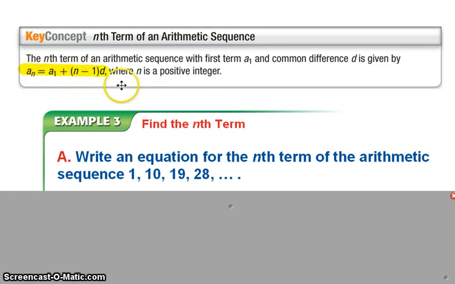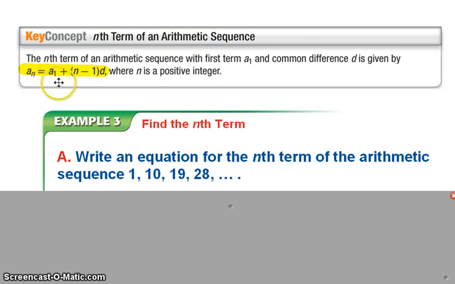Each piece of this represents something different. A sub 1 means that is the first term of the first number in your sequence. N is the number of the term, what we're trying to find, the nth term. Minus 1. D is your common difference. We've already talked about that. We already know what D is.